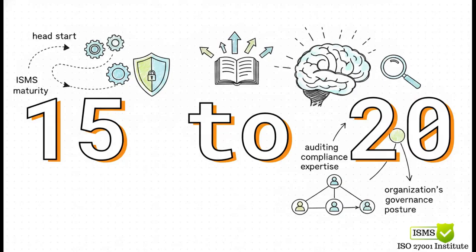And this brilliantly illustrates the ultimate payoff right here. It is practically a governance hack. By taking just a couple of minutes to customize this expertly prepared document, you're granting your organization an instant 15 to 20-year head start in ISMS maturity. I mean, you're immediately benefiting from 2.5 decades of auditing and compliance expertise injected directly into your organization's security posture. It really doesn't get more efficient than that.